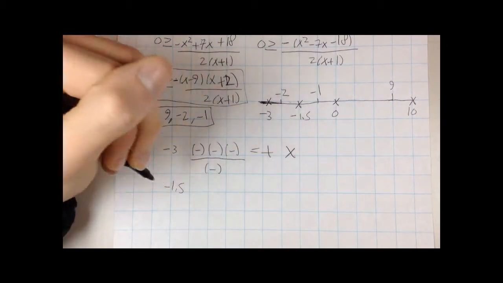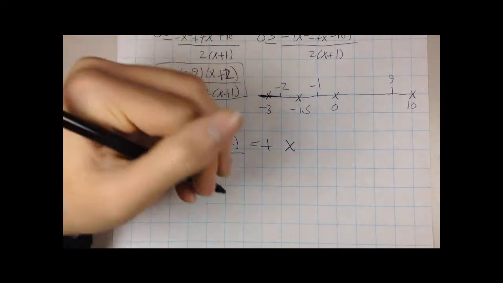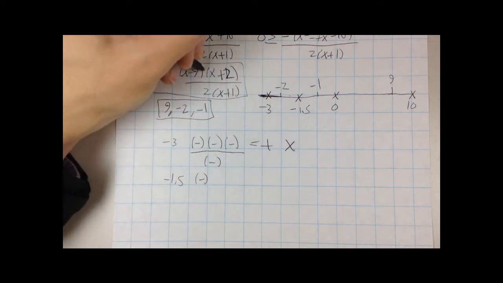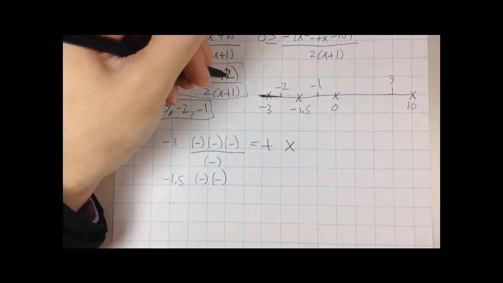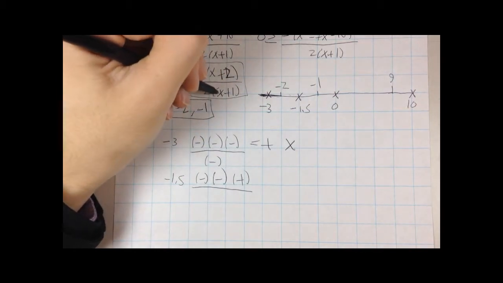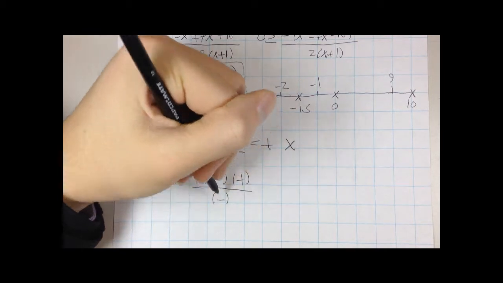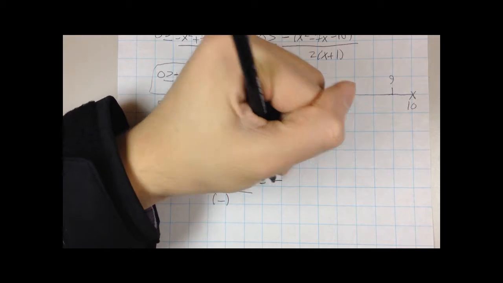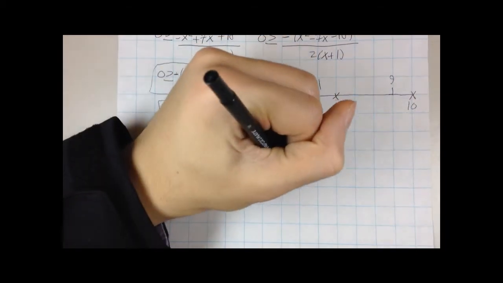So next, moving on to negative 1.5. Once again, we're taking this negative into account. And for this next number, negative 1.5 plus 2, that's a positive. That's going to be over negative 1.5 plus 1, which is going to be negative. So this whole thing is going to be negative, and a negative number is going to be less than 0. So this is true.